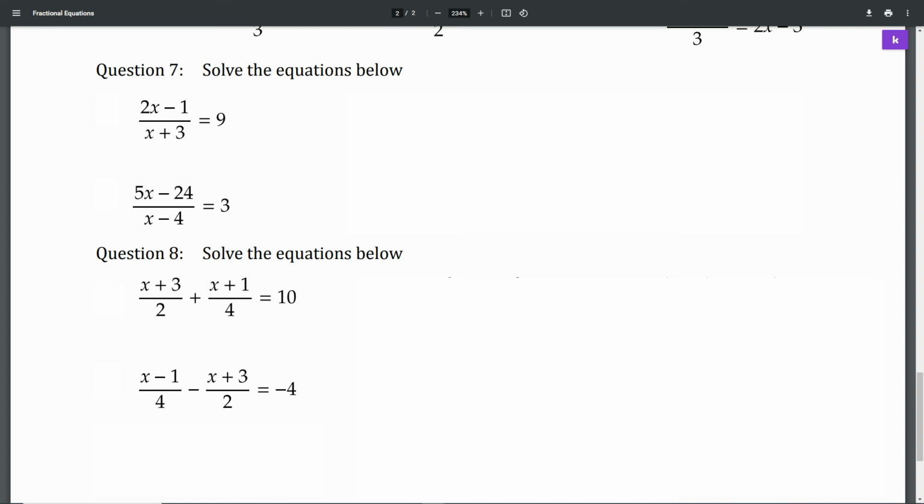Okay, so I'm going to do this question here, and then you're going to try this one here. I'm going to do this question, and you're going to try this question here. All right, so question 7a. I've got (2x minus 1) divided by (x plus 3) equals 9.